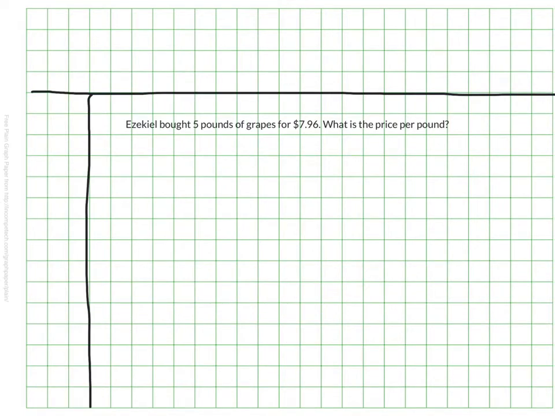A second example shows us that Ezekiel purchased 5 pounds of grapes for a total of $7.96, and we want to find the price per pound, right? Meaning we want to know what the unit rate is for 1 pound. And again, I can use proportions to set this up. So I have $7.96 for 5 pounds as one of my ratios, and I of course want to divide by 5 to find 1 pound, and I have to be consistent and do the same for both parts of my ratio. And so we would divide $7.96 by 5.